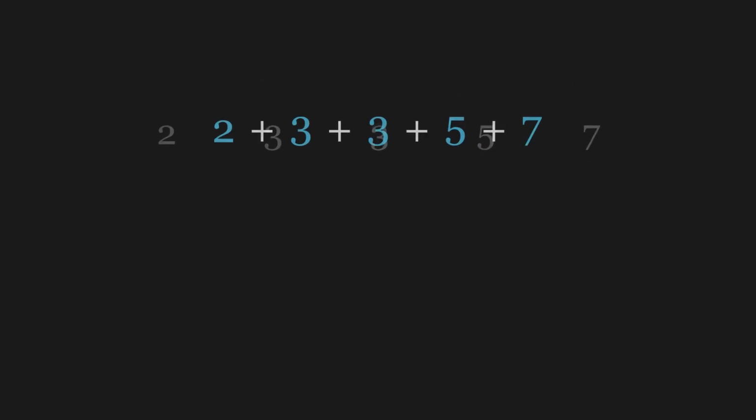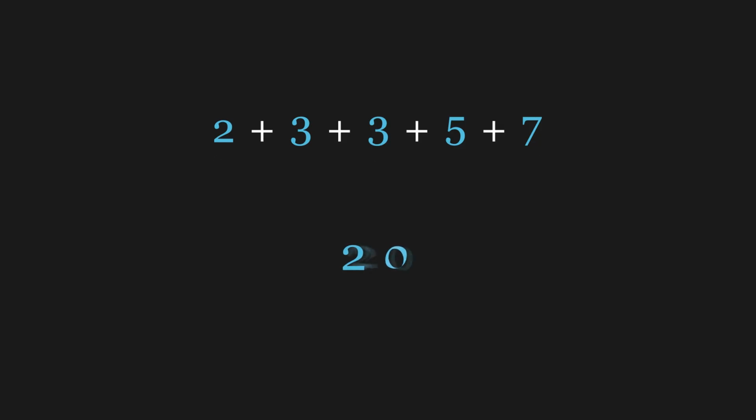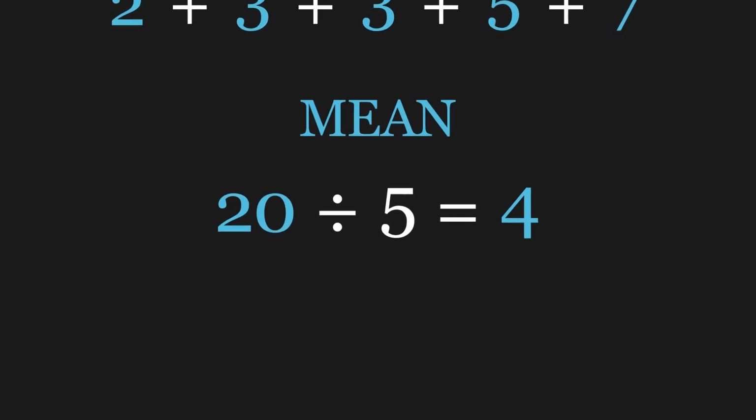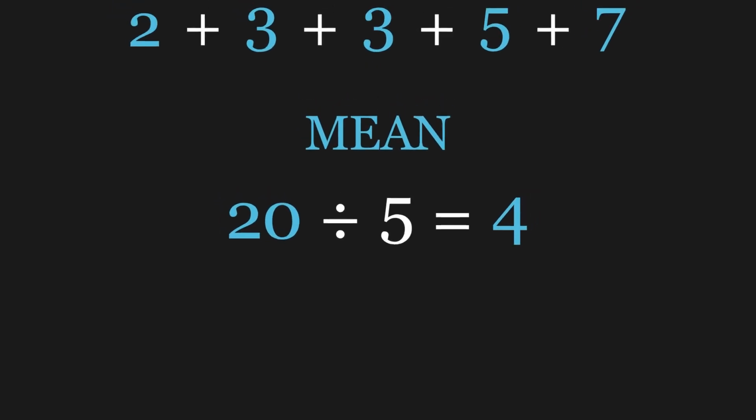Let's start with the mean, because that's the one most people already sort of know. It's just the average. To find it, you add up every number, then divide by how many numbers there are. Adding those up, 2 plus 3 is 5, plus 3 is 8, plus 5 is 13, plus 7 is 20. So the total is 20. Now we divide by how many games there were, which is 5. 20 divided by 5 is 4, so the mean is 4.